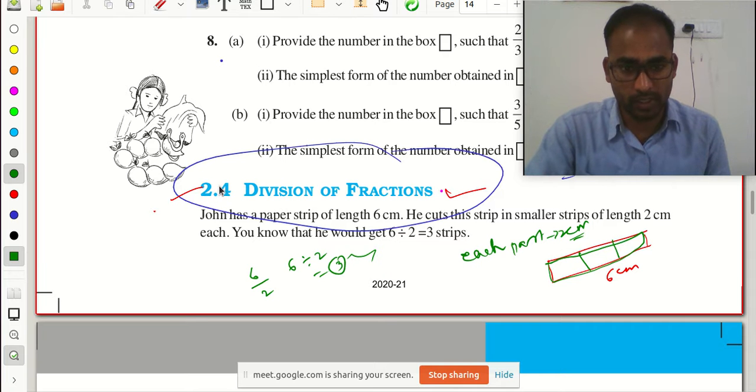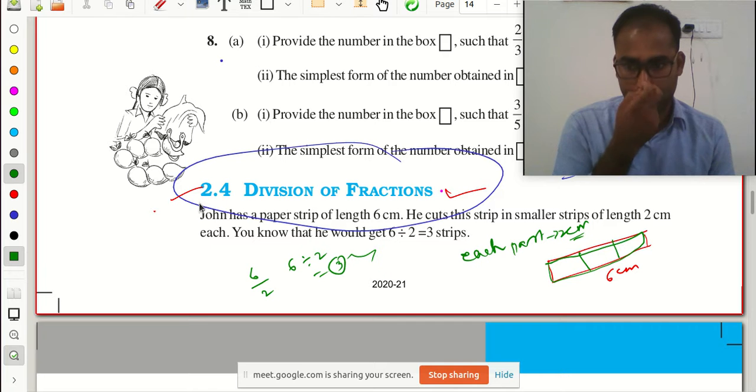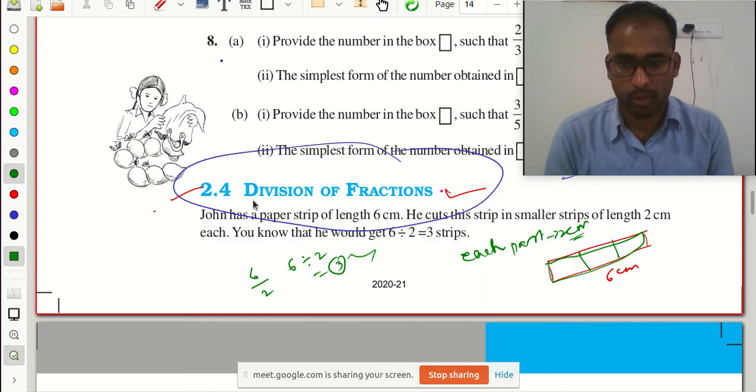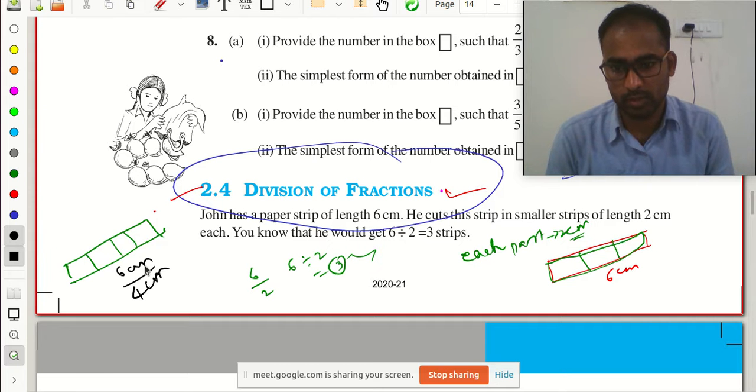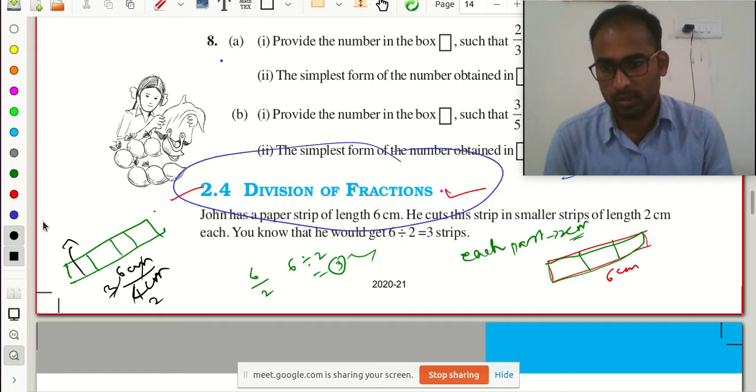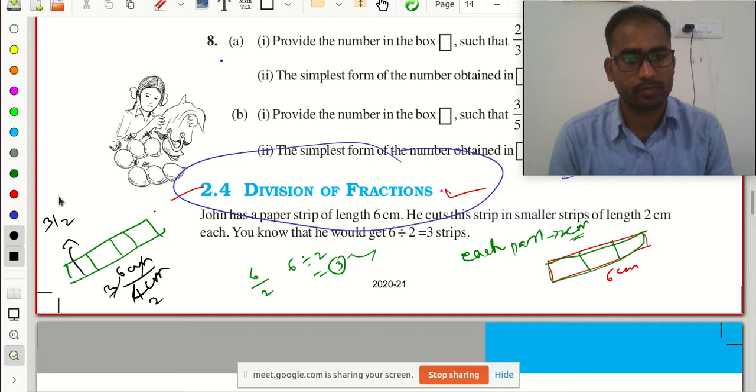then what will be the length of each portion? If you want to make this 6 centimeters into 4 parts, so what will be 6 centimeters divided by 4? So each part has 3 by 2. Okay? Understood?